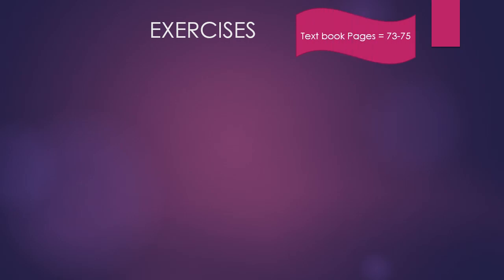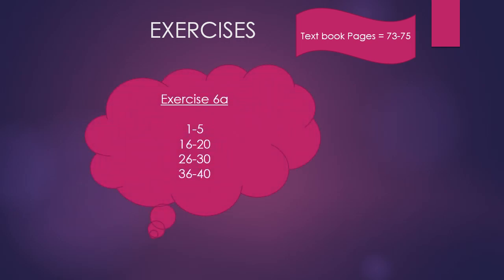Now I hope you all are clear with the previous examples. Then we are moving on to the exercises. These exercises are based on the textbook pages 73 to 75. Exercise 6a, 1 to 5, 16 to 20, 26 to 30, 36 to 40, you can complete. All these questions are based on the previous examples. You can complete them now.